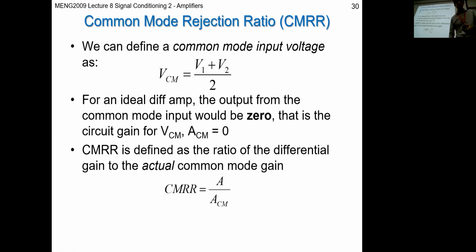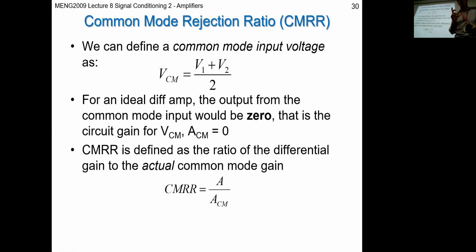So for an ideal output from a diff amp, the common mode output, like I said, will be 0. But in fact, common mode rejection ratio is defined as the ratio between the differential gain to the actual common mode gain. So in the example I just gave, this is 10 divided by what? What's our common mode gain? So if we have a common mode gain of 1, it'd be 10 to 1. Our common mode rejection ratio would be 10.